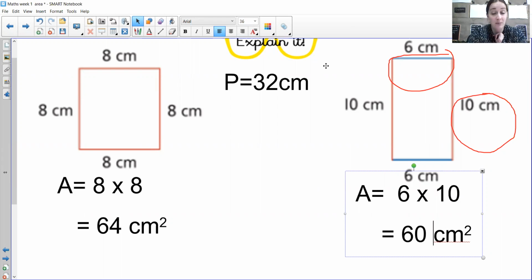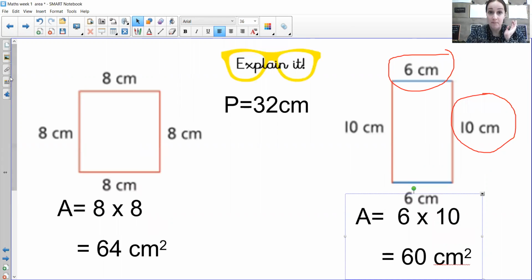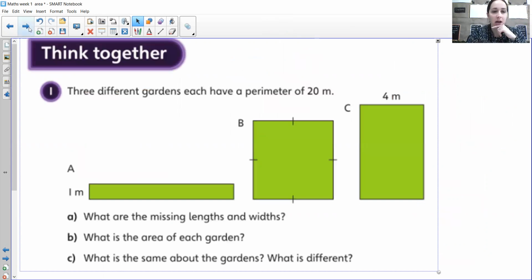Okay, I told you we needed our problem solving hats on today. Okay, it might look tricky, but the more we go through it, the more it will make sense. And you'll start to spot the tricks as we go through. Okay, then here is our think together.